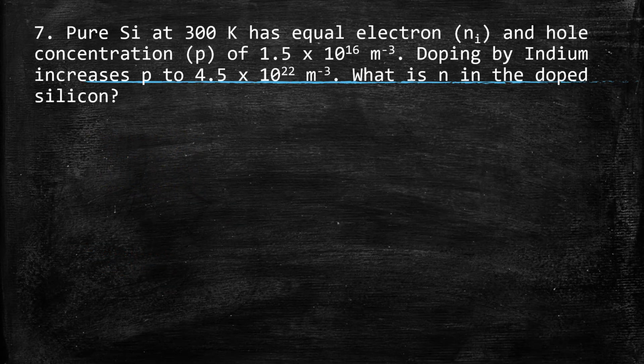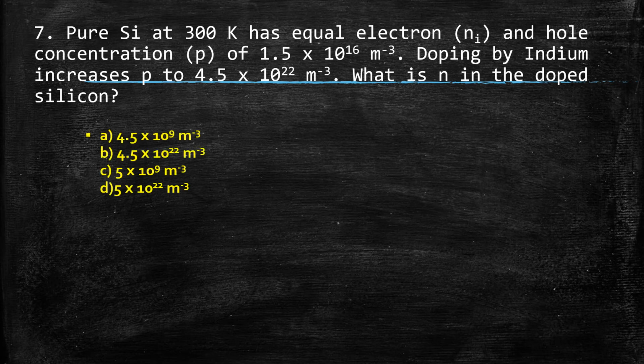Problem 7. Pure silicon at 300 Kelvin has equal electron and hole concentrations of 1.5 into 10 power 16 per meter cube. Doping by indium increases P to 4.5 into 10 power 22 per meter cube. What is N in the doped silicon?